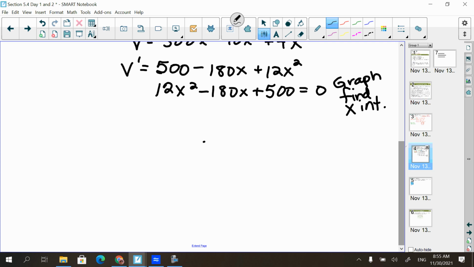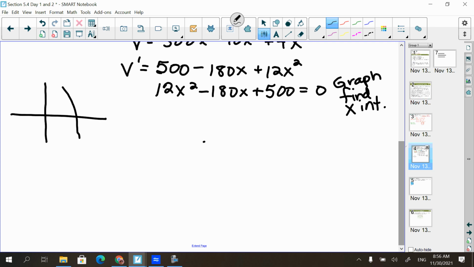This happens to be a parabola that opens up. All I care about is where it hits the x-axis. That's the only thing I care about on this. This isn't the original, this is the derivative, okay? As I look at it on my calculator screen, from where it's at, I can see this. That's all I can see.